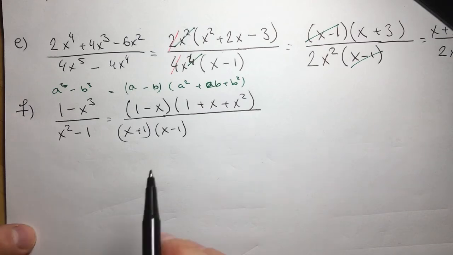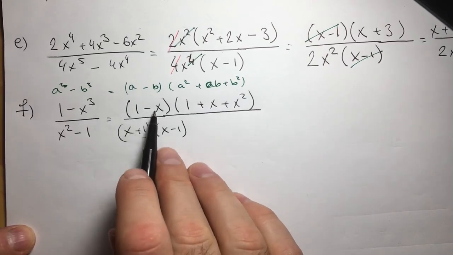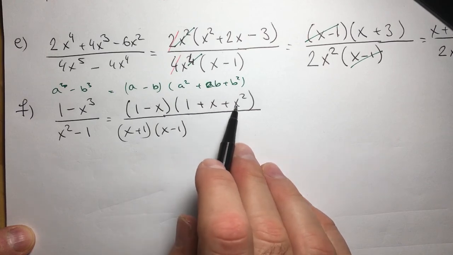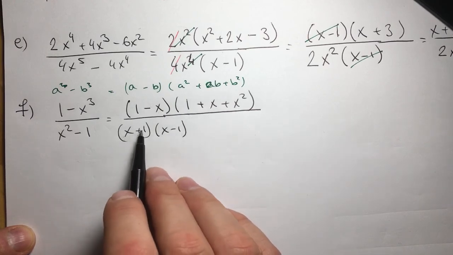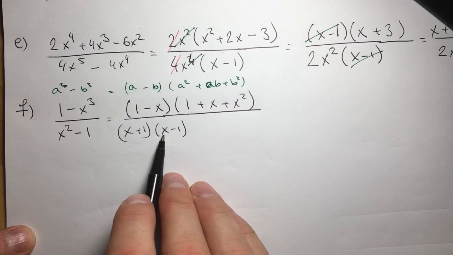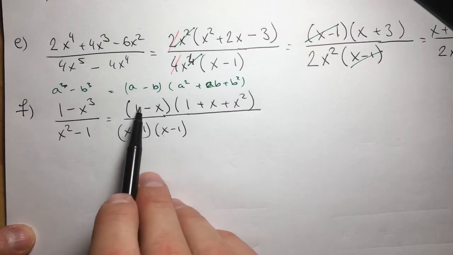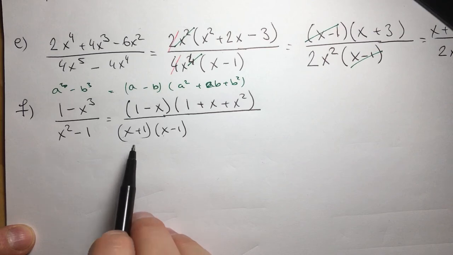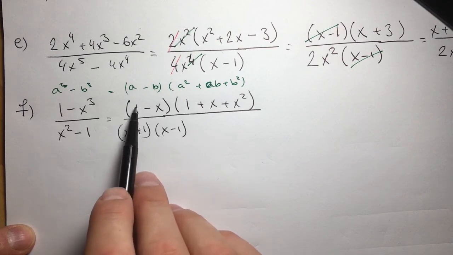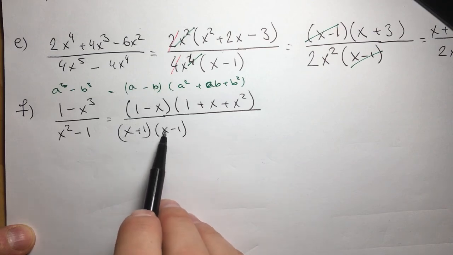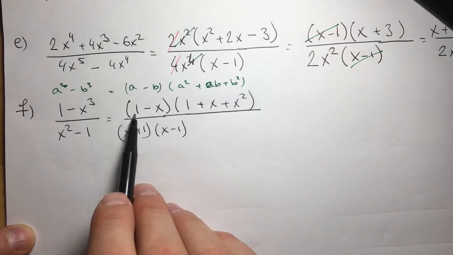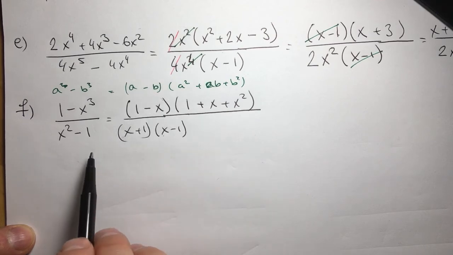Okay, is there a common factor here? Well, no, this is 1 minus x, this is 1 plus x plus x squared. Here I have x plus 1, and here I have x minus 1. But you have to notice here that these two are just a multiple of negative 1. So basically they differ by multiplication of negative 1.